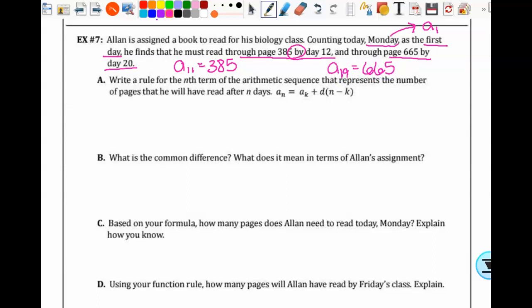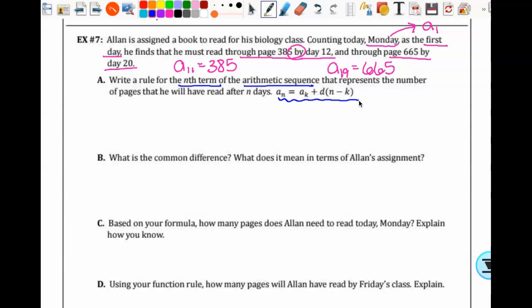Got to make sure we get the numbers in the right places here, because even if you can do the math, if you can't reason through the number stuff, that can be a problem. Then it says to write a rule for the nth term of the arithmetic sequence that represents the number of pages that he will have read after n days. Okay, so this is the kind of thing I'm hoping you'd see on the AP test, meaning that you do not get a formula chart, but sometimes they just give you them in the questions. Do I know for sure whether or not that will happen? At this point, no, I do not. So we need to make sure that we know it, but hopefully that's what would actually happen. I guess we'll see.